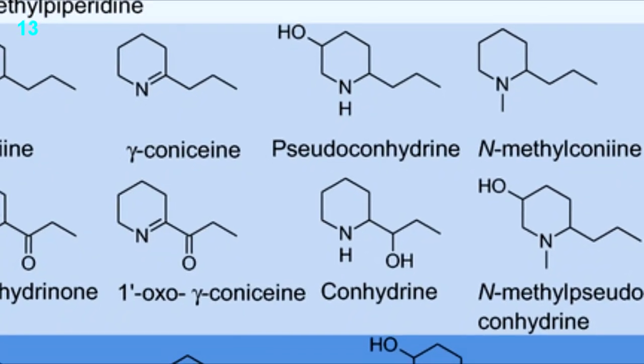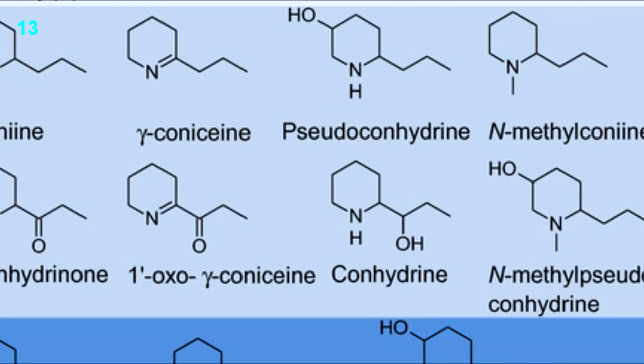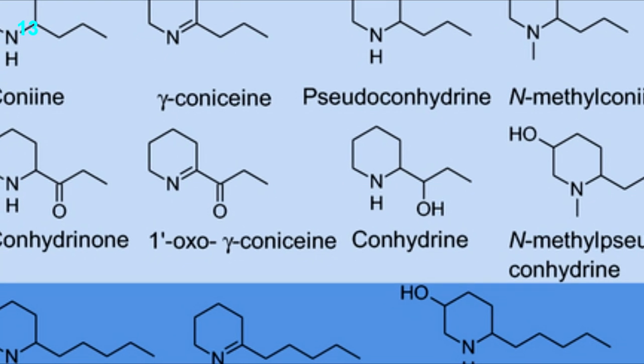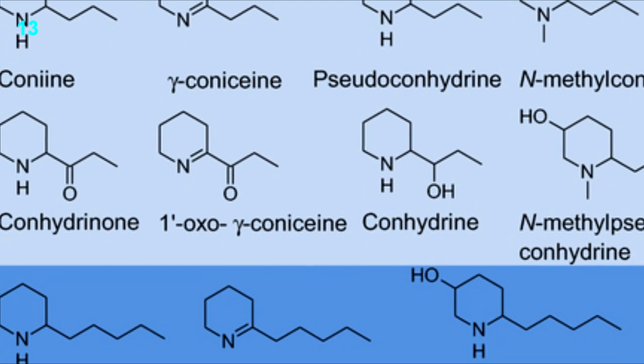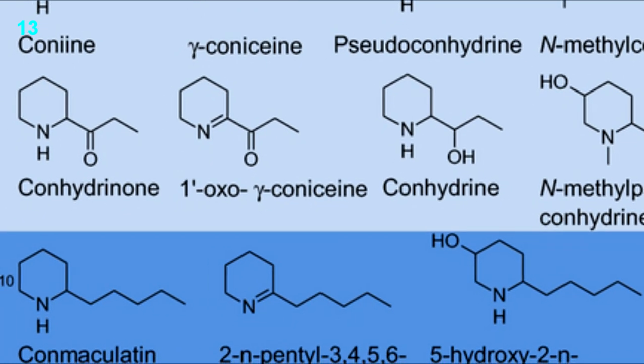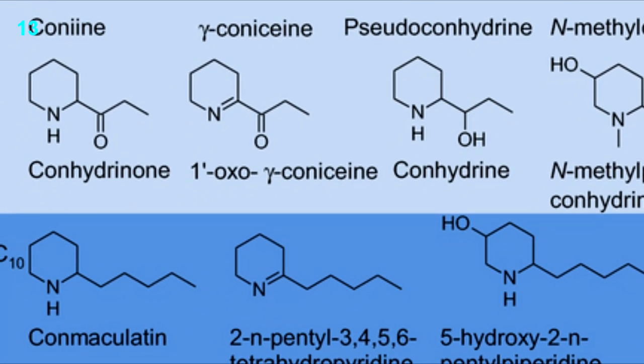It's toxic if it's swallowed and can result in skin irritation, eye irritation, and may also cause respiratory irritation as well. N-methylpseudoconhydrine is in high amounts in the leaves and the stem, whereas conmaculatin, aka 2-pentylpiperidine, is present in low amounts in the plant. These last two shown on the picture I couldn't find much information about at all.